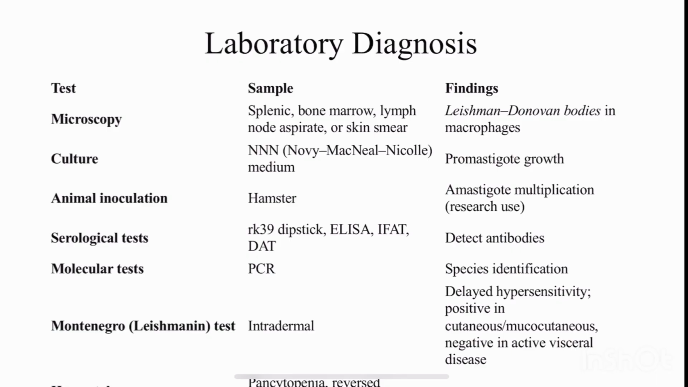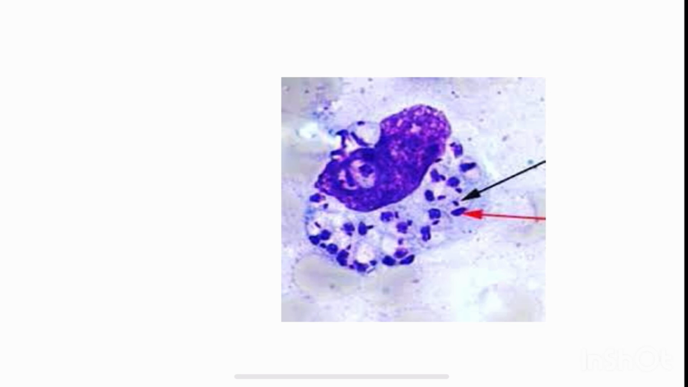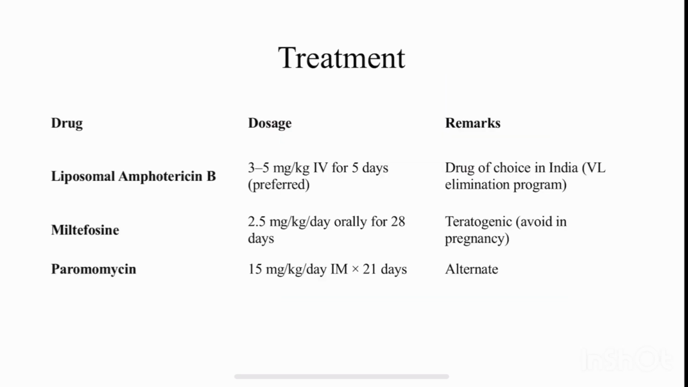As we discussed earlier, in active visceral disease T helper cell 2 will be involved, so that will be humoral immunity. But in the healing phase of the disease, mainly T helper cell 1 will be involved. Okay, so this is the Leishman-Donovan body.